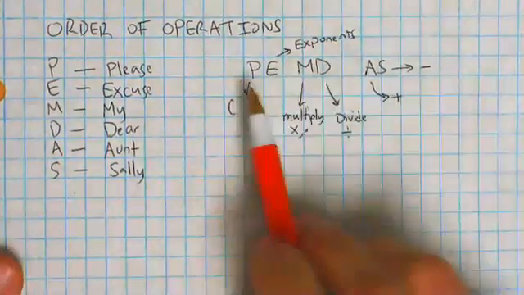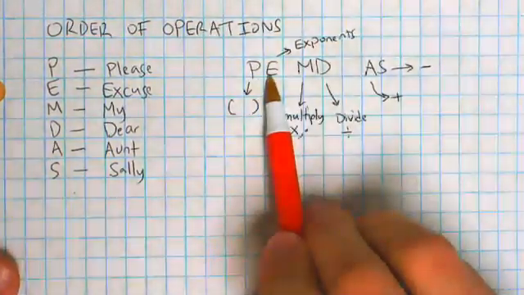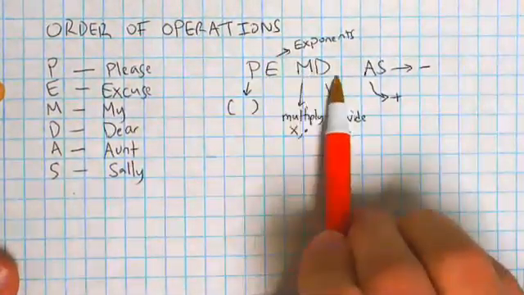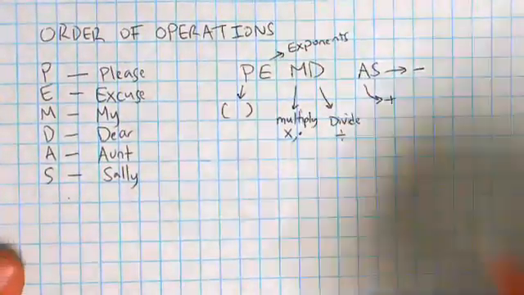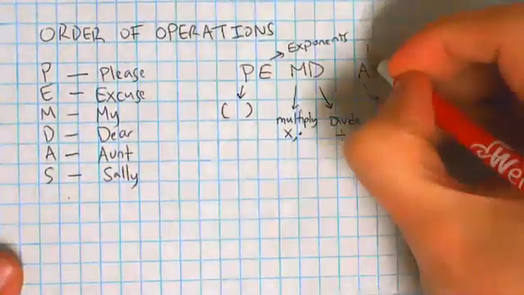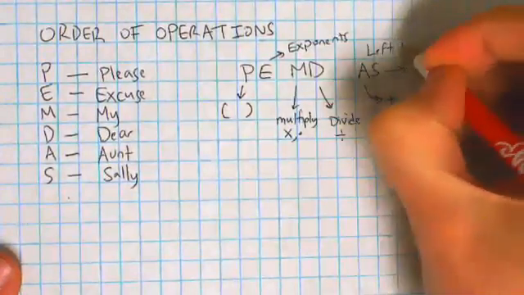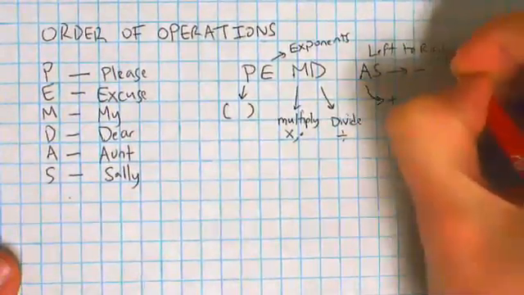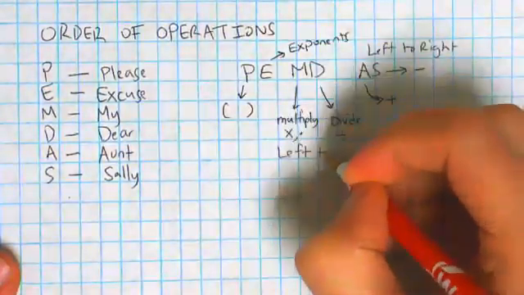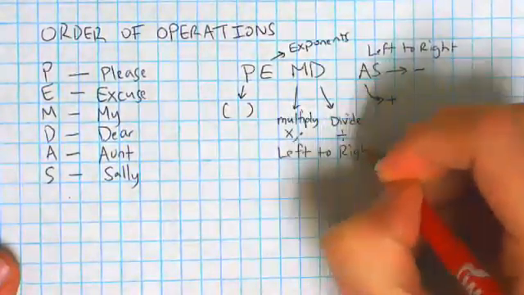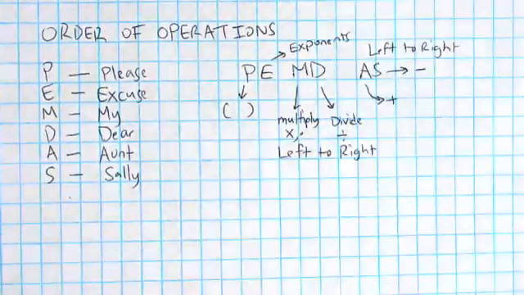So we need to do parentheses and exponents. After that, multiplication and division, and then finally addition and subtraction. And the addition and subtraction in particular are meant to go left to right. This is true of both multiplication and division and addition and subtraction.